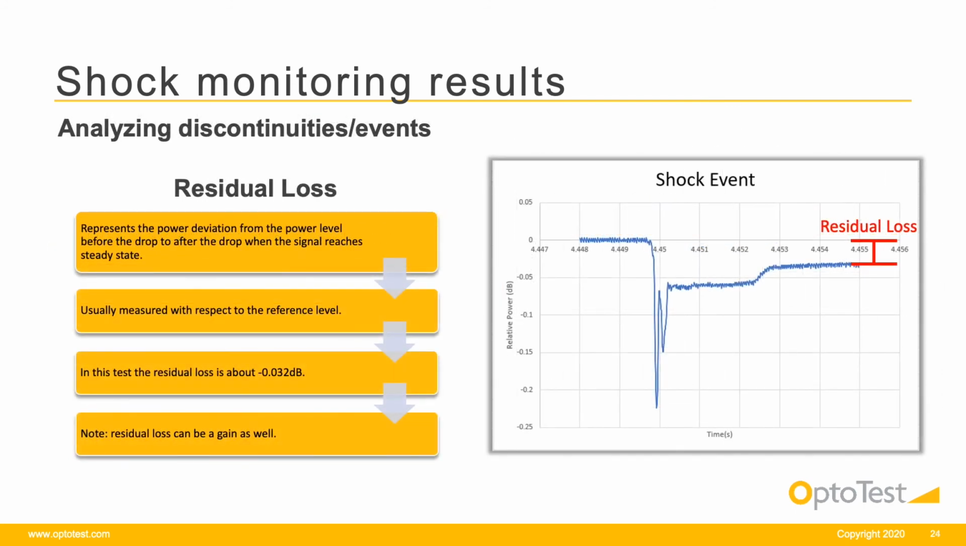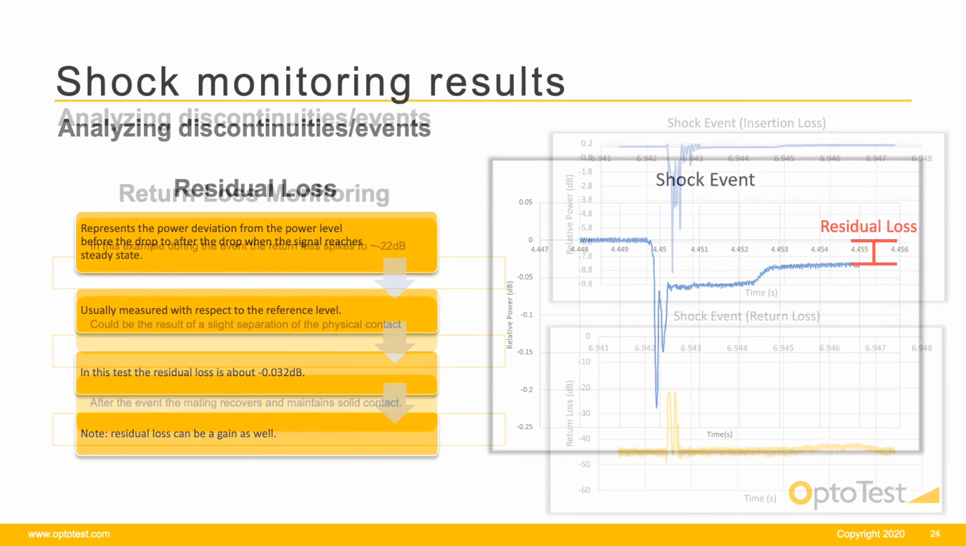The residual loss is the power deviation from the power level before the drop to after the drop when the signal reaches steady state. The residual loss is usually measured with respect to the reference level. The discontinuity on the right is referenced to 0 dB, so the residual loss is the steady state deviation from 0 dB after the event. The event here has a residual loss of about negative 0.32 dB. Also of note, the residual loss can also be a gain as well.